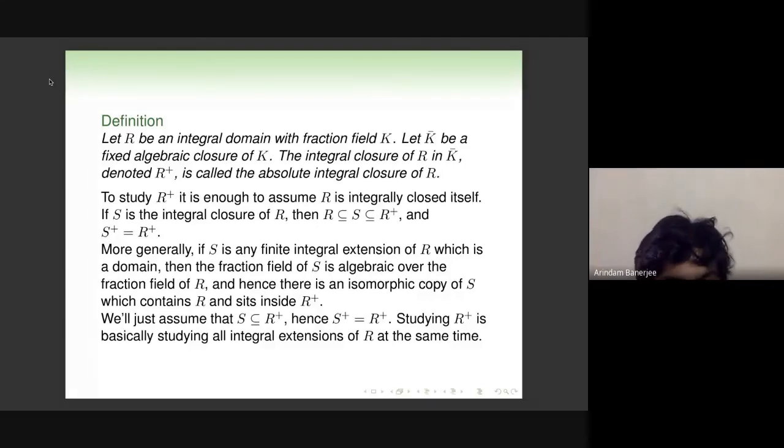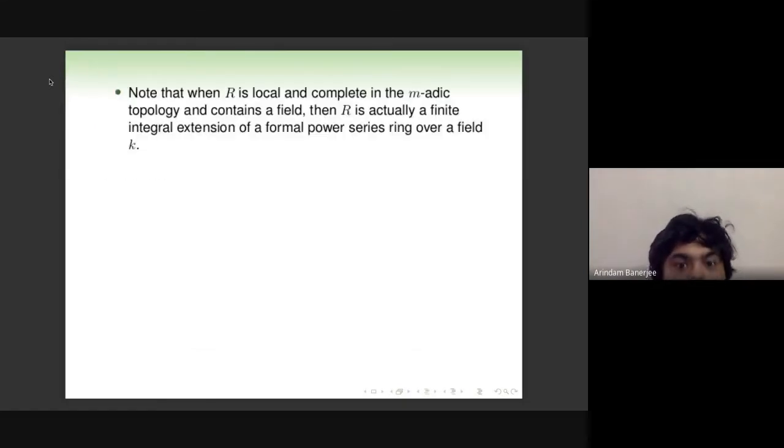So we'll just assume from now on that S sits inside R plus, hence S plus is equal to R plus. And studying R plus, by the way, is basically studying all integral extensions of R at the same time. All of them sit inside R plus. Note that when R is local and complete in the M-adic topology and contains a field, then R is actually a finite integral extension of a formal power series ring over a field K.